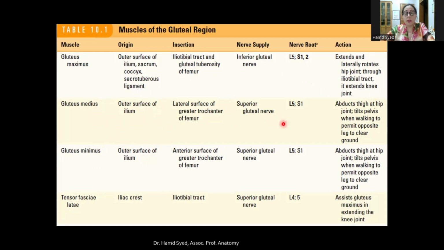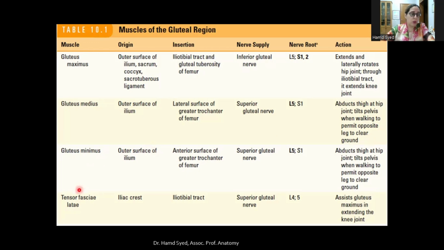Their nerve supply is superior gluteal nerve, and they have a common action, which is that they are the abductors of the thigh at the hip joint. So they tilt the pelvis when walking to permit the opposite leg to be lifted off the ground.